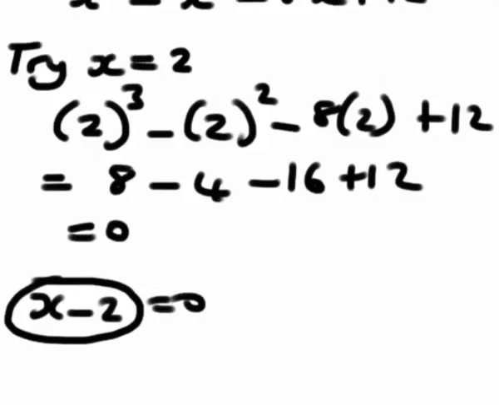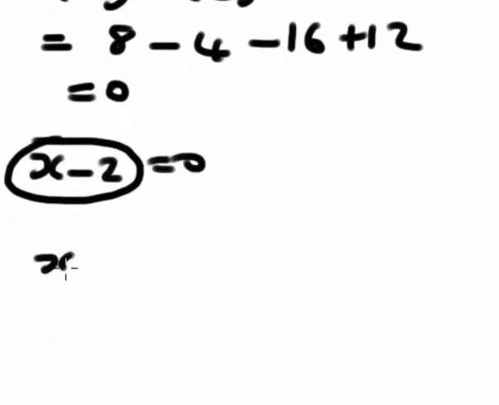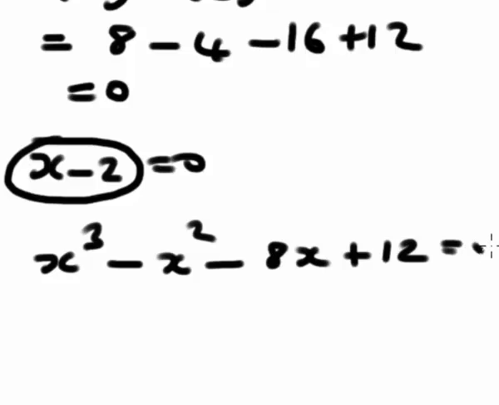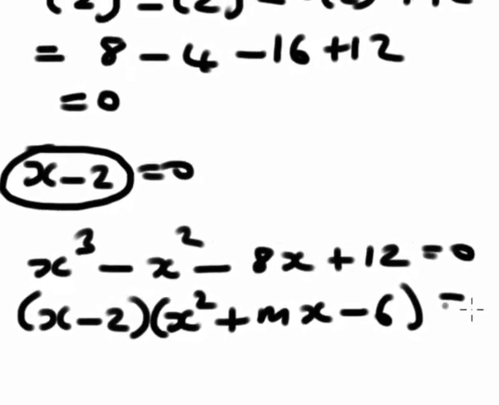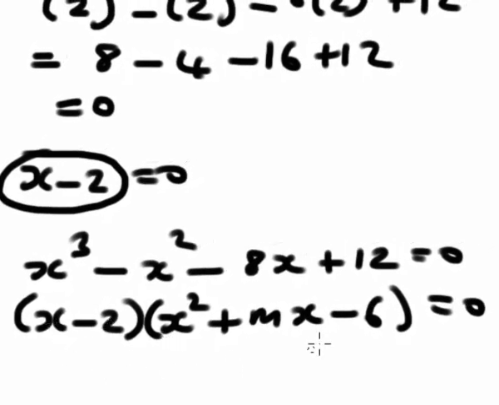So let's go back to our cubic equation. x cubed minus x squared minus 8x plus 12. And we put our factor there, so it's x minus 2. And then we say x cubed over x is x squared. We've got a missing term. 12 over negative 2 is negative 6. Let's just test that.